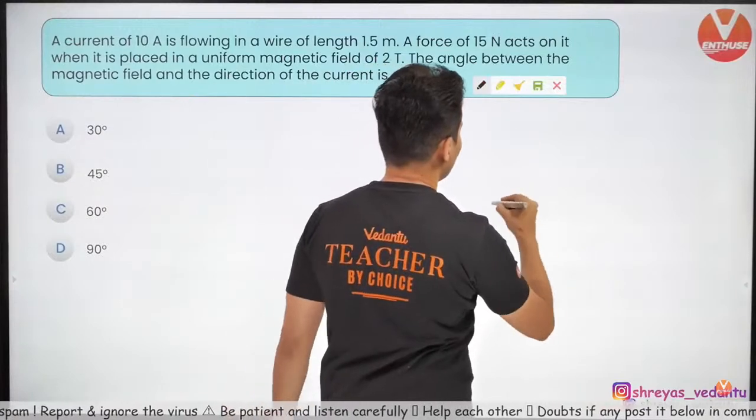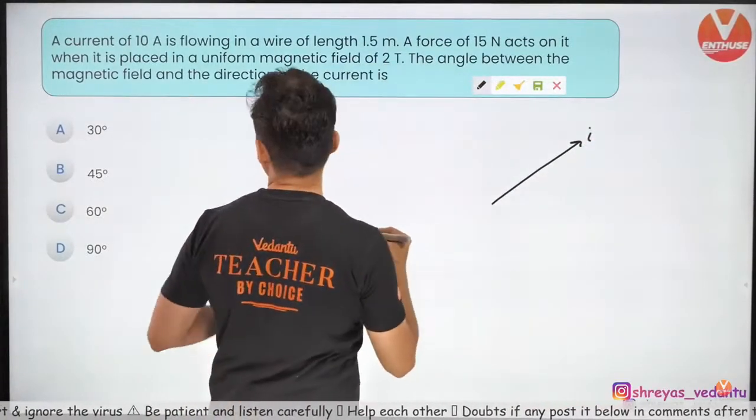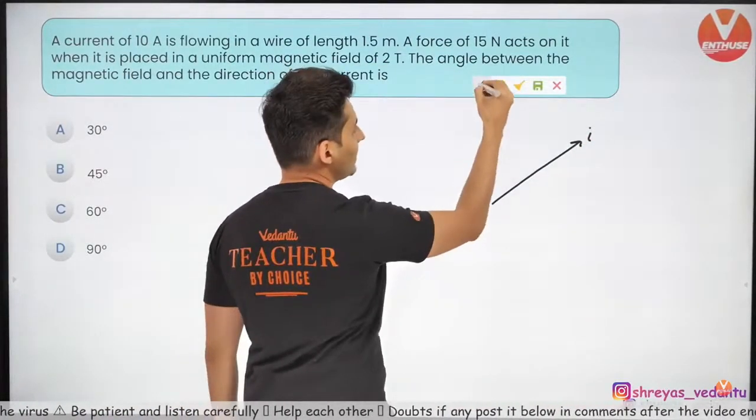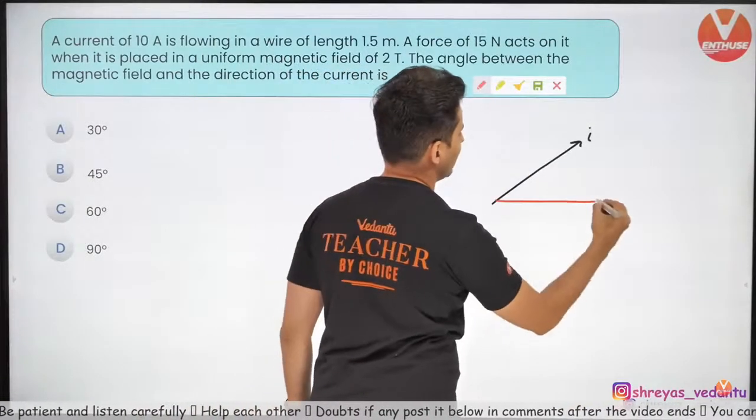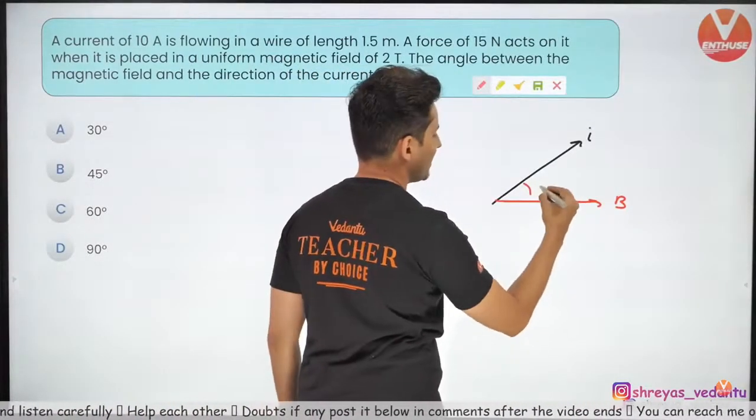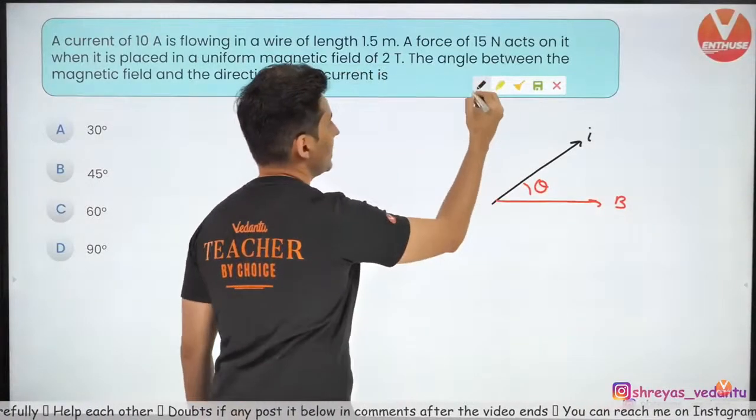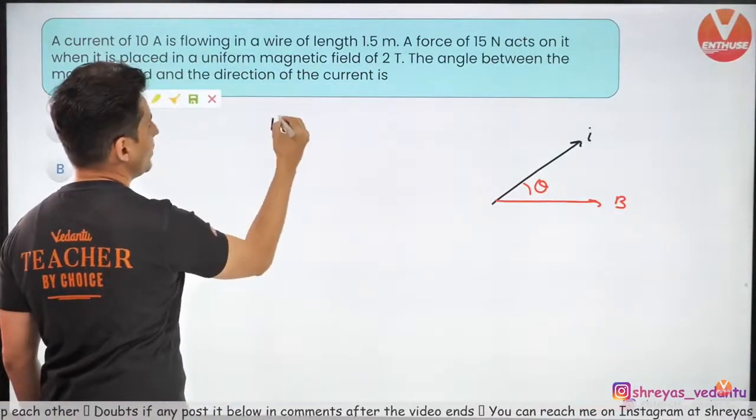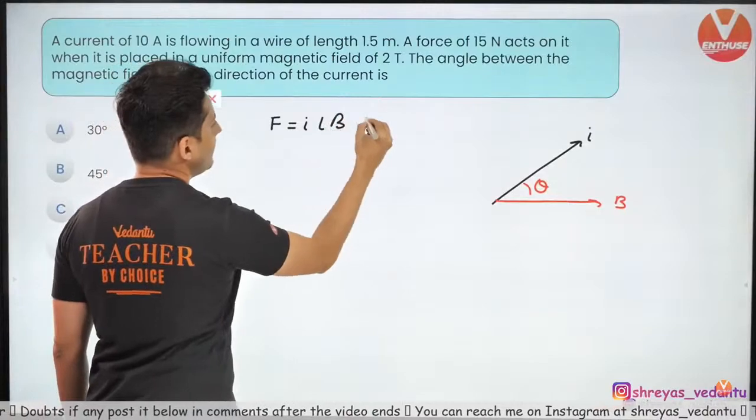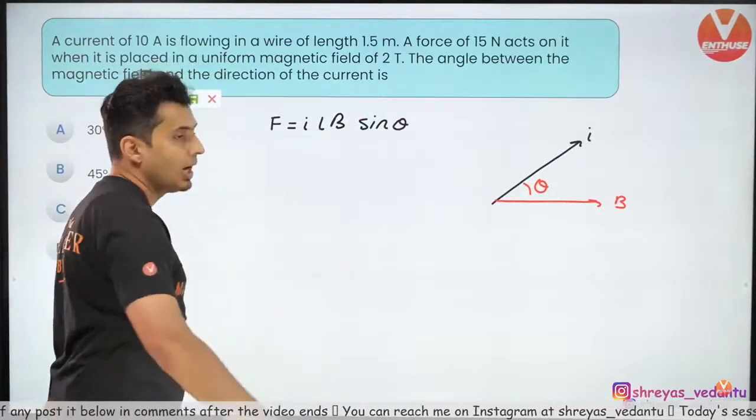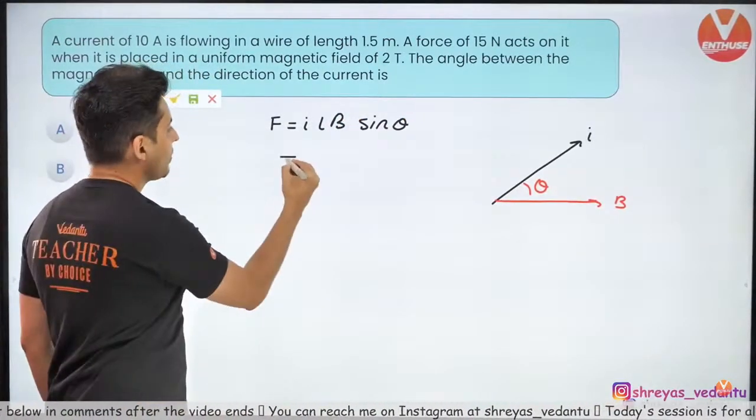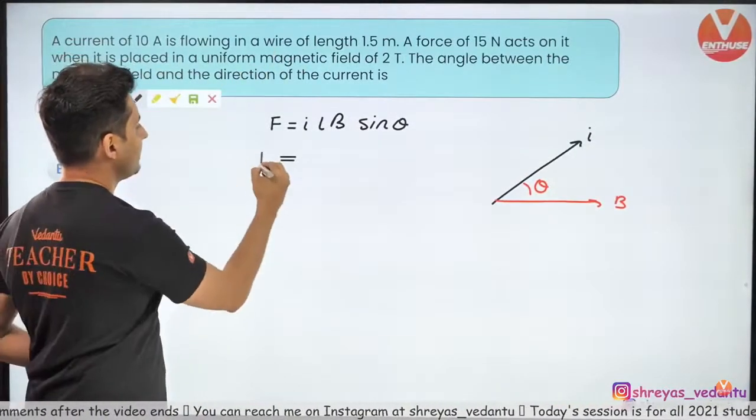Fair enough. So we have a wire which carries current, and it is placed in some field, and the field makes an angle, I don't know how much, but there is a force acting. So I know which formula to use. I L B sine theta, I L cross B. What is the force? The force is 15.